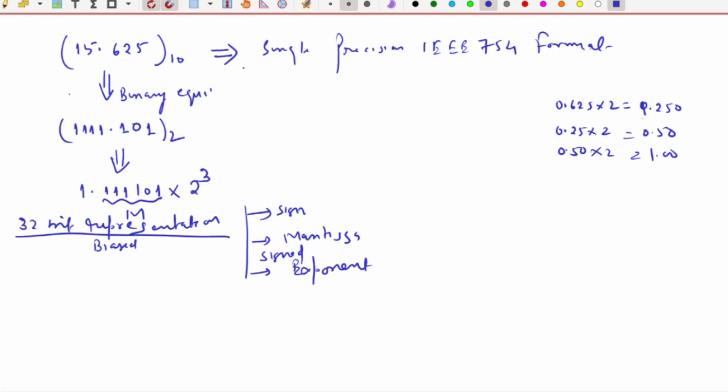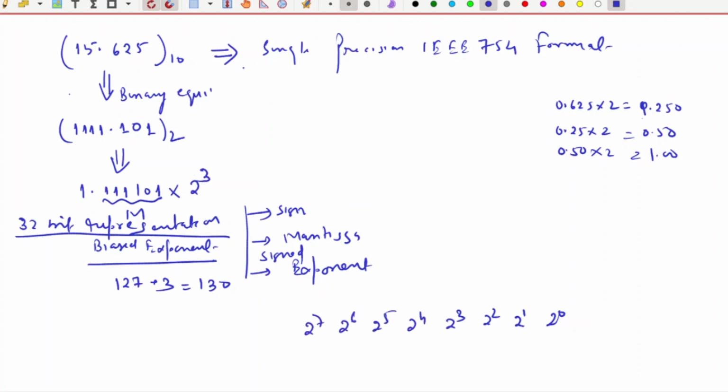Here, in this case, what is the exponent? This is a plus sign, plus 3, the exponent is positive. What is the biased exponent? The biased exponent is 127 plus 3, which is equal to 130. This means 2 to the power 130, and this 130 is represented using a group of 8 binary bits, starting from 2 to the power 0, 2 to the power 1, 2 to the power 2, 2 to the power 3, 4, 5, 6, 2 to the power 7. These are the 8 bits.